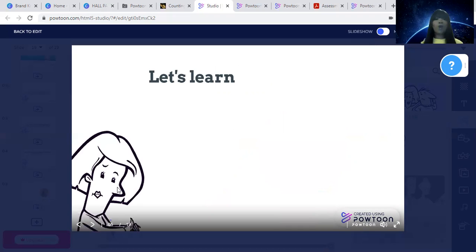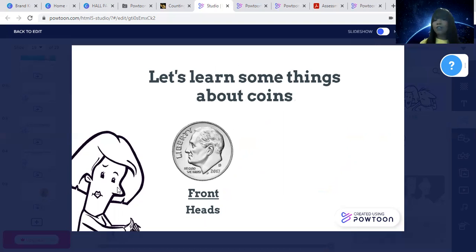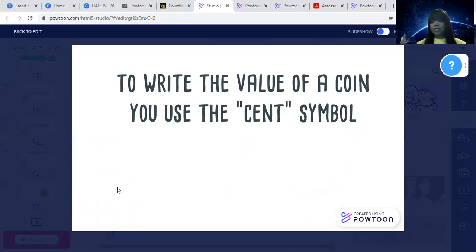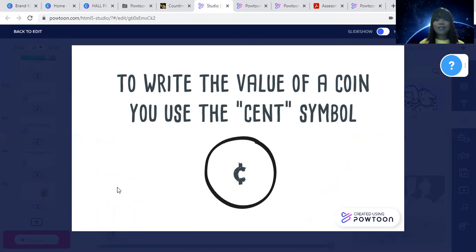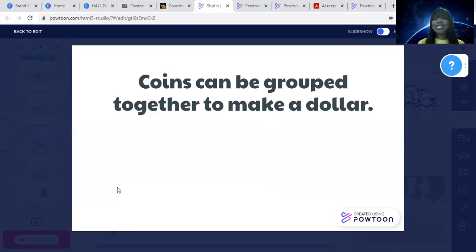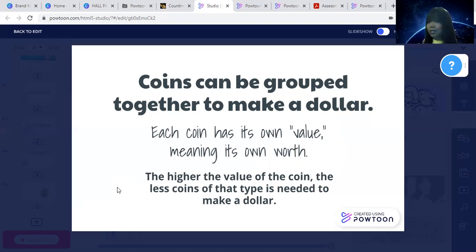So let's learn some more things about coins before we really get into the nitty gritty. The front of a coin is called the head, and the back of a coin is called the tail. So when you do a coin toss, you say heads or tails. That's what they're referring to. And you write the value or the symbol of a cent as a C with a little dash. Okay. So coins can be grouped together to make a dollar. Each coin has its own value, meaning its own worth. The higher the value of the coin, the fewer coins of that type are needed to make a dollar, and vice versa. The lower the value of the coin, the more of those coins you need to make a dollar.